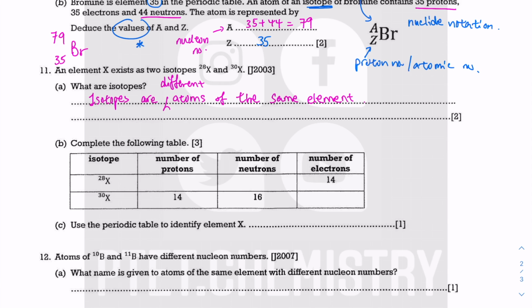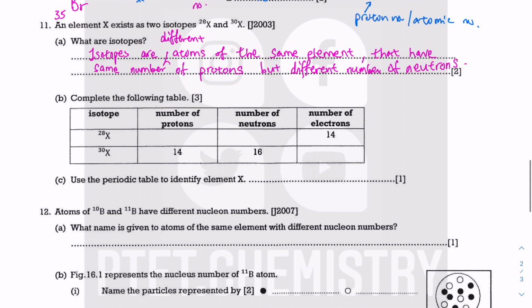They are the same. They have the same number of protons, because they are exactly the same element. They are exactly the same atoms. But what is different? The number of neutrons. That is very important. Not nucleons, but neutrons.